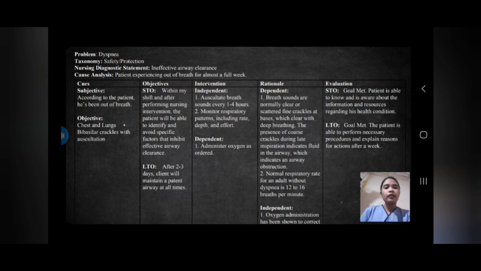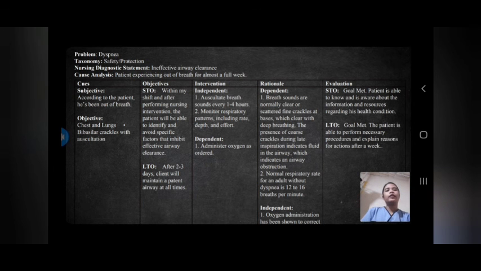Its nursing intervention, independent: auscultate breath sounds every 1 to 4 hours. Its rationale: breath sounds are normally clear or have scattered fine crackles at the bases, which clear with deep breathing. The presence of coarse crackles during late inspiration indicates fluid in the airway, which indicates an airway obstruction.